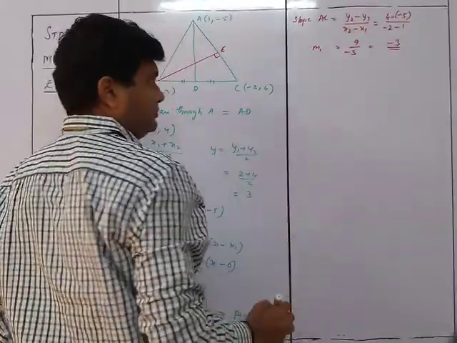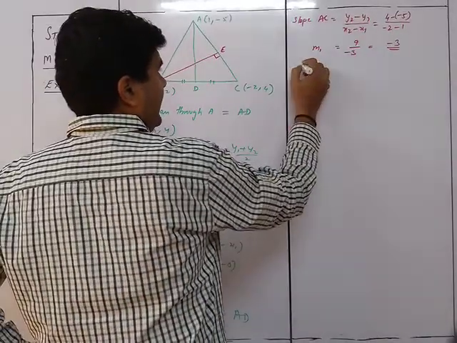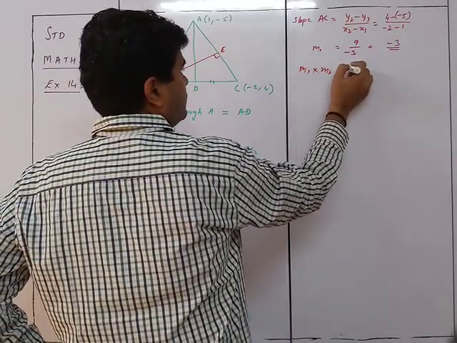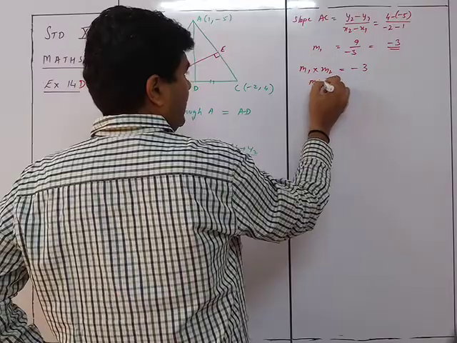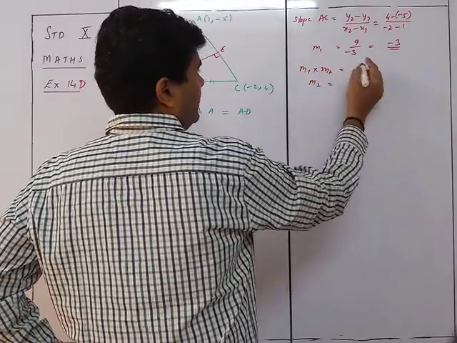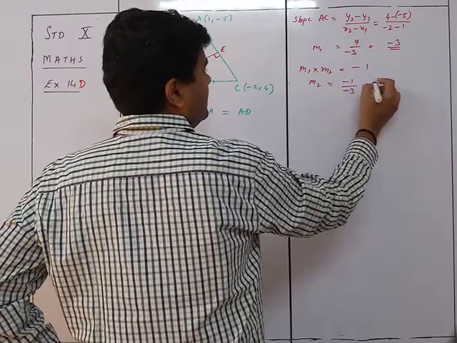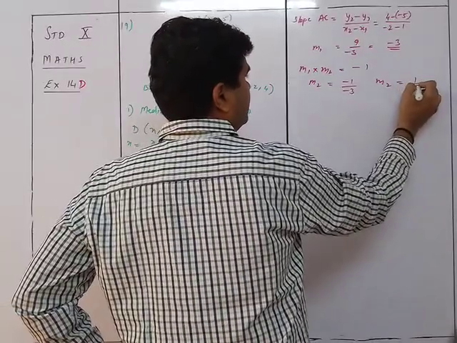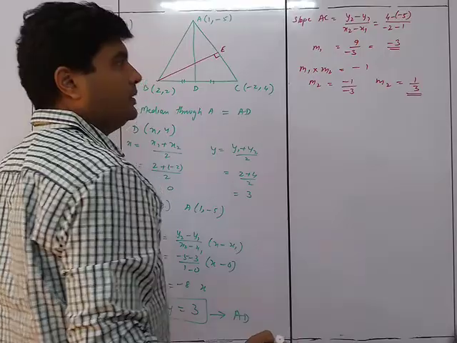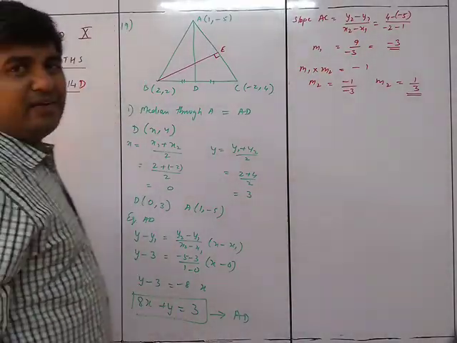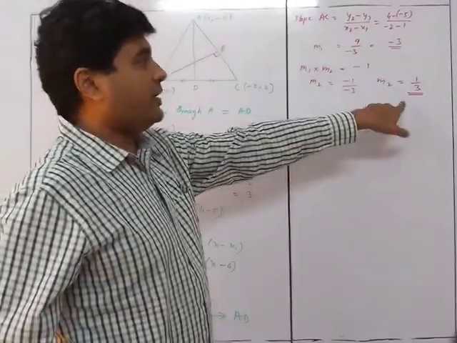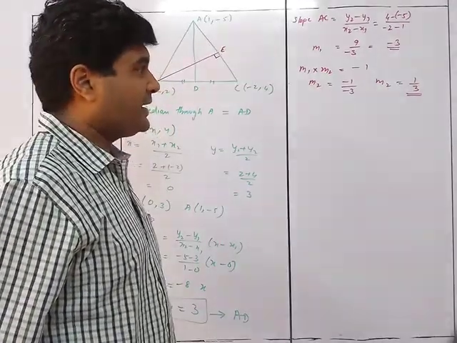That's M1. Therefore, M1 into M2 is equal to minus 1. So minus 3 into M2 is equal to minus 1, so M2 is equal to 1 upon 3. You can also use the formula negative reciprocal. Minus 3, the negative reciprocal will be 1 upon 3. You can use it directly that way also.